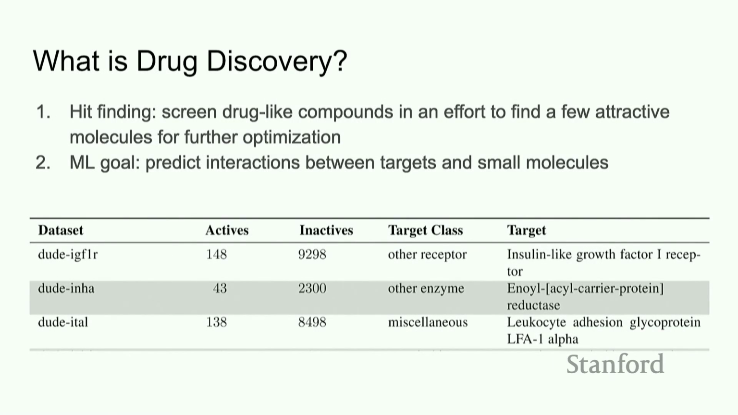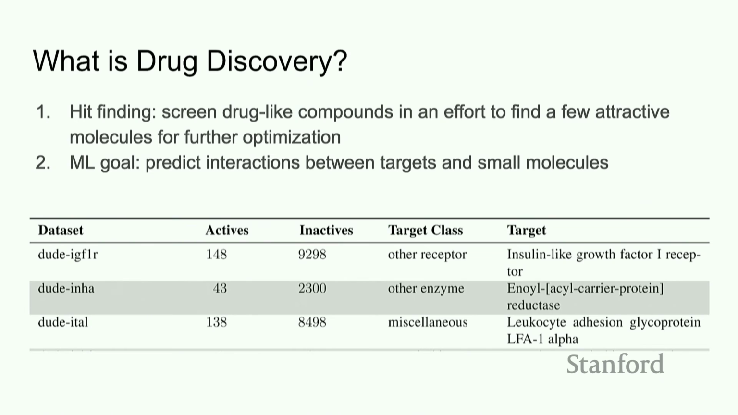The first question that we have when reading this paper is what is drug discovery, as we're not in pharmaceutical engineering or anything like that. The goal for pharmaceutical companies is that they have different drugs that they're testing out in an effort to find some attractive molecules for further optimization. But the problem is that there are a lot of different compounds and their interactions are pretty complicated. So one of the ways they try to go about this is by automating the process using machine learning. The goal there is to predict the interactions between the different targets and the small molecules that are present within their compounds.